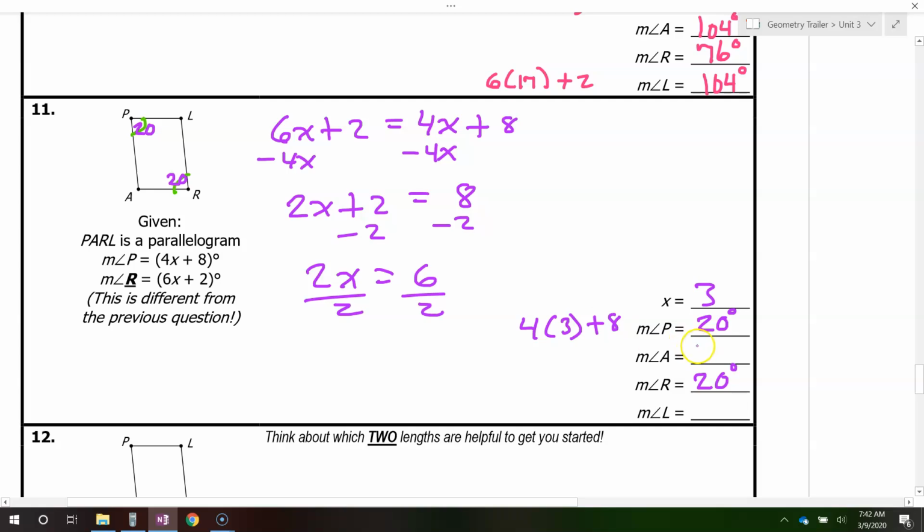Now, the other two angles should be supplementary to this. So angle L, if this is 20, then angle L is going to have to be 160. All right, because together that makes 180. So angle L is going to be 160 degrees. And in the same way, angle A also has to be 160, because these have to be supplementary.